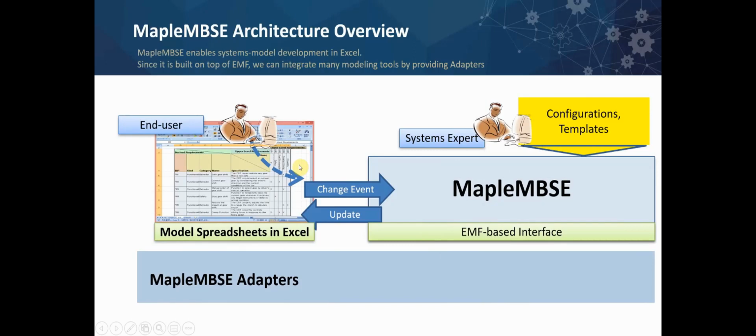As said before, for the end user, it's very simple. It's a matter of playing with an Excel sheet that represents the models. Through that Excel sheet, you will perform bidirectional exchanges, and those bidirectional exchanges will first go through a MapleMBSE component that is in the domain of a system expert. That MapleMBSE component is tool agnostic and relies on two main components: configuration and template. That configuration and template rely on advanced script syntax. That's the reason why it is required to be addressed by a system expert.